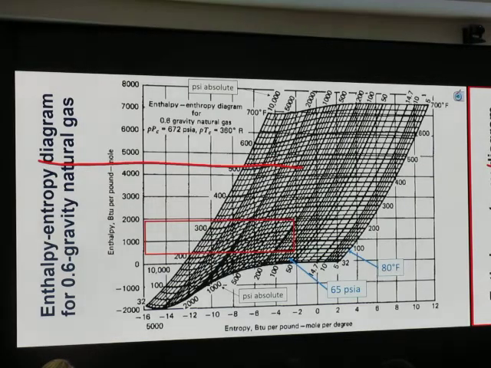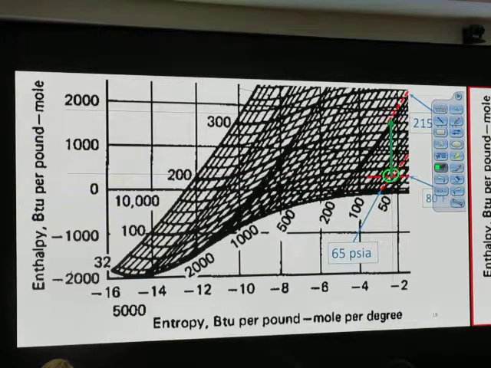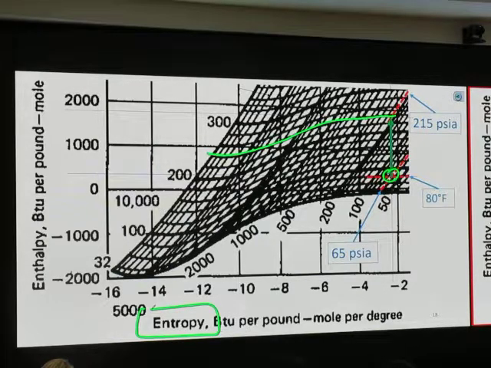Okay. In this diagram, we read this. Pressure is that line. Pressure goes up as we go this way. So we go from 65 psi. 65 is kind of that line. That's 65. And 80 Fahrenheit. 80 Fahrenheit is like that line. So we start from that point. Let's have the zoom in version. We start from that point, we compress it until it reaches 215 psia. 215 psia is kind of this line, 215. So when we compress it, entropy is constant.